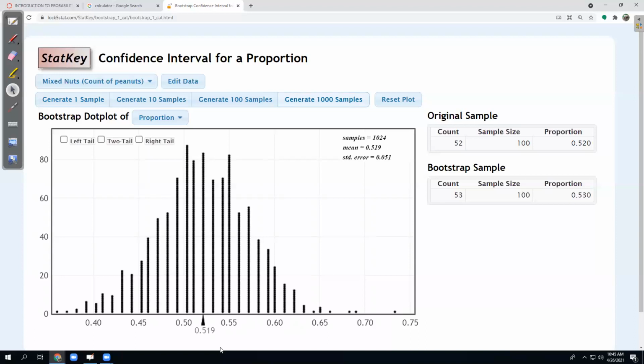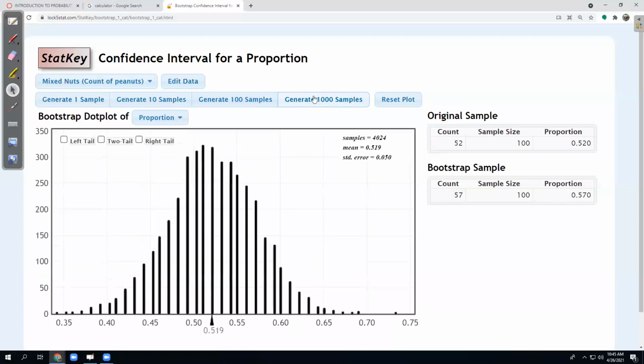But the thing to note here is the more samples I do, and so right now I've done 4,000 samples. Each sample had 100 nuts in it. Look at what the average percent of peanuts is. 51.9%. The original sample had 52%. Notice how that's pretty close.